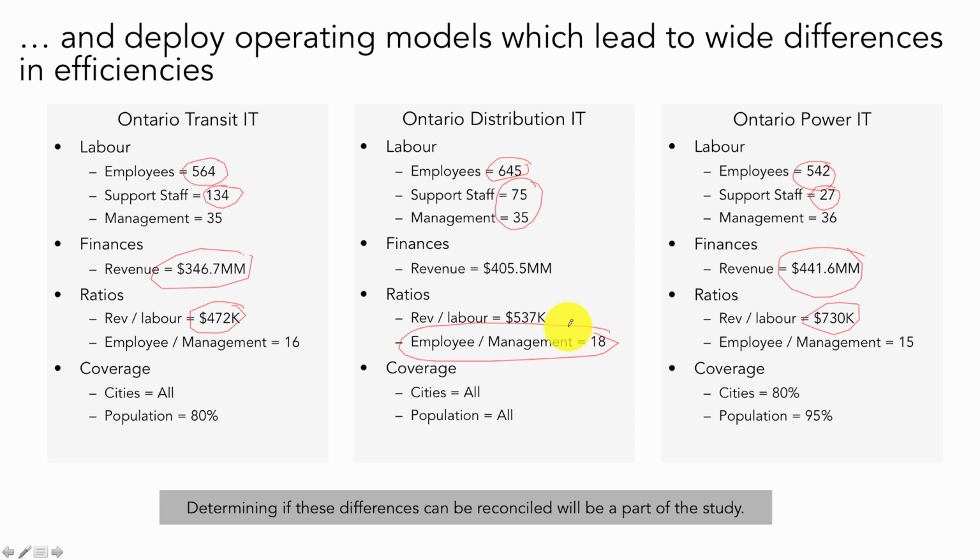In terms of coverage, remember that Ontario Power IT has to cover every single part of Ontario that has population connected to the grid, and that's 95% of the population, because there are some sites like mining sites and so on that have their own power generation plants. Ontario Distribution actually has to cover everyone connected to the grid. Even where there's a city or a location has its own power plant, Ontario Distribution would manage the distribution. Ontario Transit covers 80% of the population because there are some parts of Ontario that do not maintain a bus service, a transit line, and a sort of GO train and so on, right? Big differences, as you can see, right? And part of the study is to determine if these differences can be reconciled.